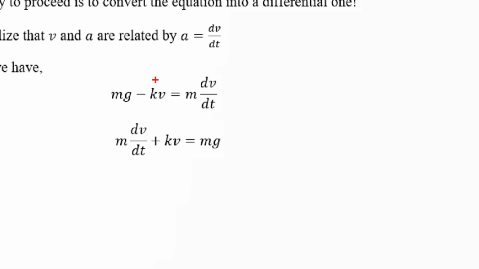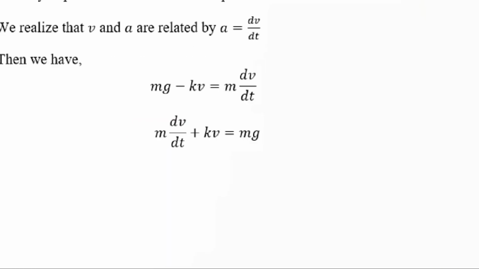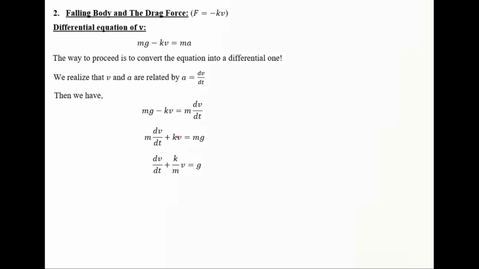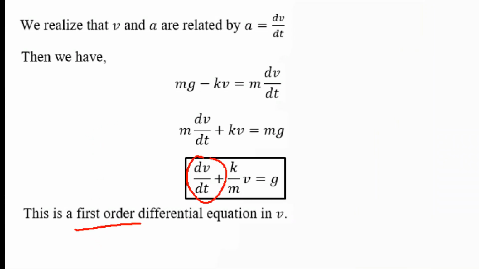And now if we move this term to the other side and we flip the equation, we're gonna have the following. And now if we divide everything by m, this cancels with that, and we're left with the following differential equation. And we say that this is a first order differential equation in v. Why is this first order? Because the derivative is a single derivative, not a double derivative.